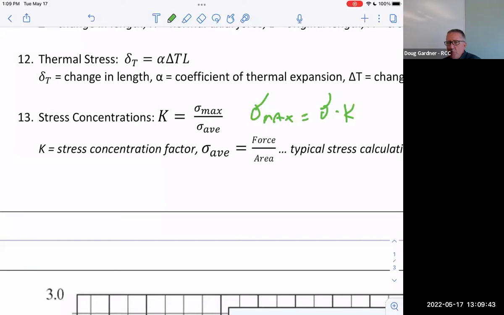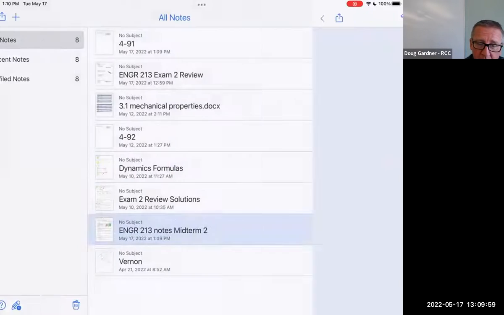K is always going to be more than 1. So it might be like 1.2, it's 20% more, it's 30% more. K will be 1.2, 1.3. And in order to figure out, oh, what's the actual stress? What's that maximum stress? Remember, I say maximum because in the middle of those things, you don't notice it.